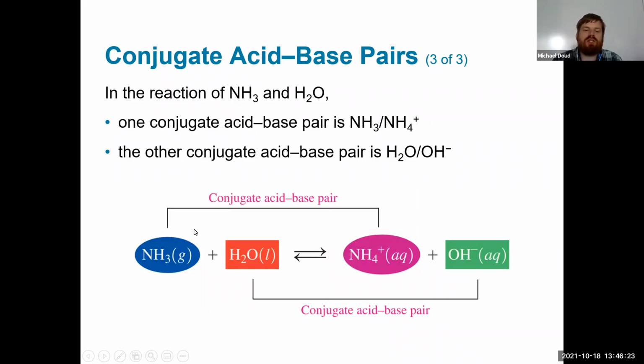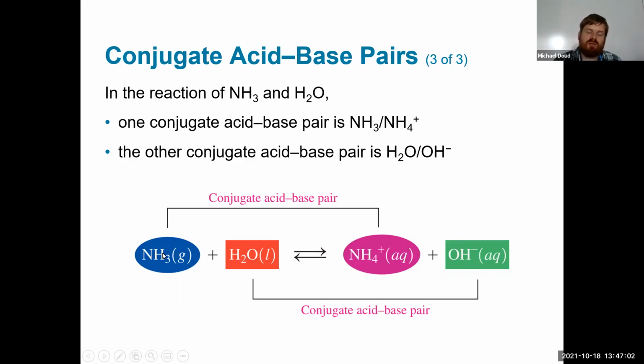And you can think about it this way too. For example, ammonia, NH3, accepts a proton from water. So it is a base in the forward direction. And then in the reverse direction, it gives up a proton to hydroxide, and so it's the conjugate acid. Likewise, water gives up a proton in the forward direction, so it is acting as an acid. In the reverse direction, the hydroxide ion takes in a proton from ammonium, and therefore is acting as the conjugate base.